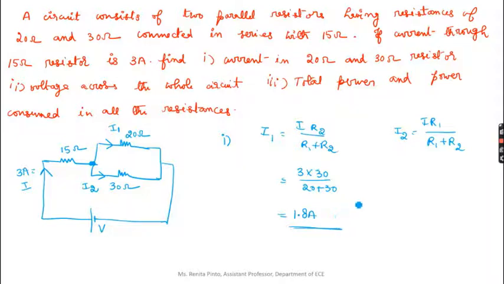Now next you have to find out I2. You also know this equation: I enters, and I1 and I2 leave. So you can also say I is equal to I1 plus I2. I you already know is 3 amps, as given in your problem. So 3 is equal to I1, which you found as 1.8, plus I2. So I2 is equal to 3 minus 1.8, so I2 will be equal to 1.2 amps. So you have already found the current in the 20 ohm and 30 ohm resistors. So the first question is solved.